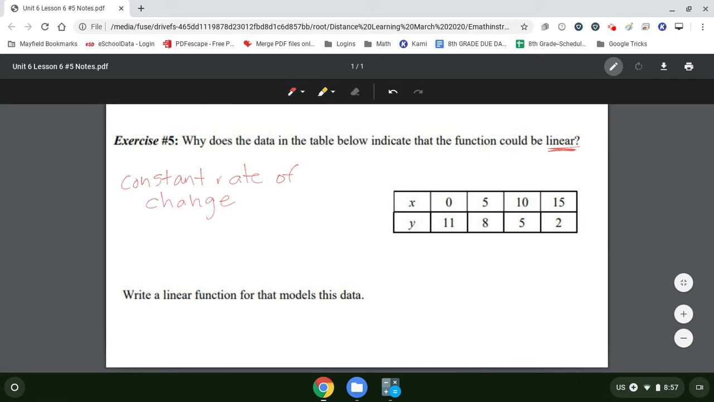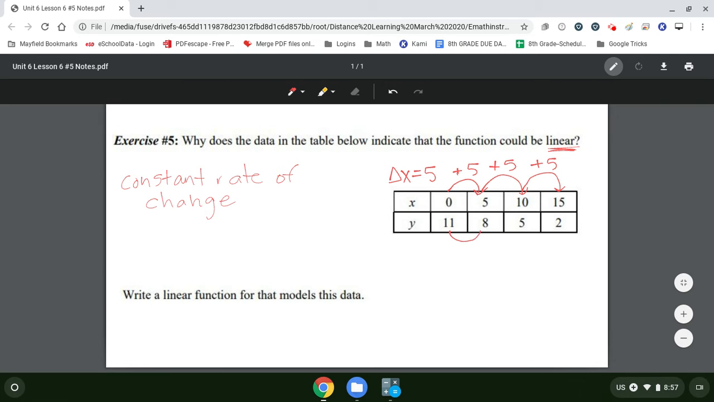If you look at the x values, we're going to look at how they change. From 0 to 5 is plus 5, 5 to 10 plus 5, 10 to 15 plus 5. So what that means is our change in x is 5. Okay? And then we'll look at the bottom at the y.